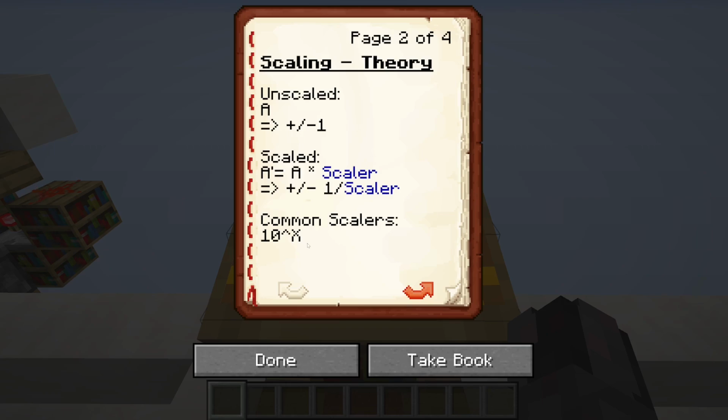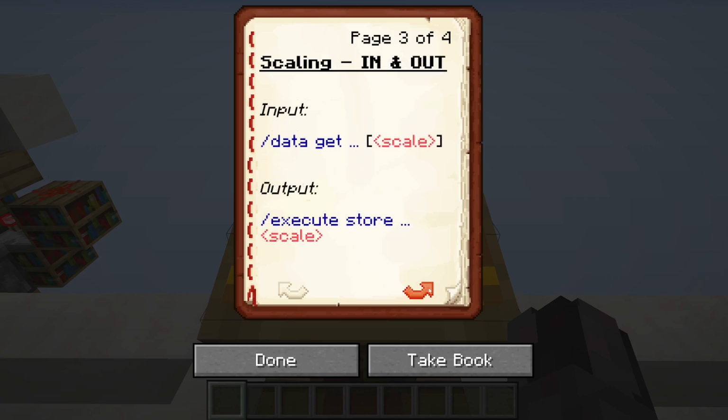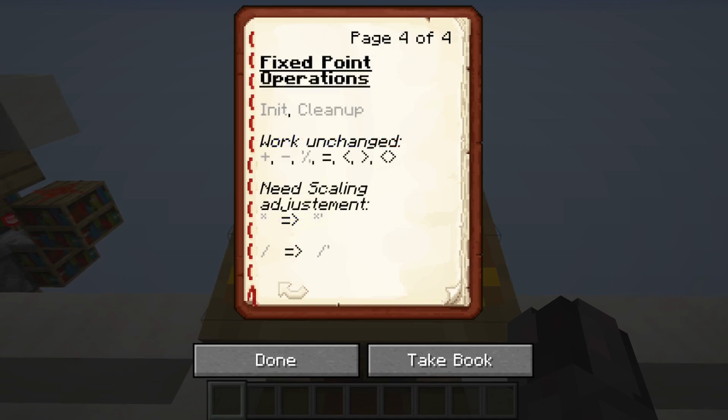commonly used scalars. Now, when you're working with values in the environment, you need to scale them before you can actually use them and then descale them once you're done with them. For that, you have primarily those two commands here. The first is data get with an optional scalar applied to the values you would get. And the second is the execute store command, which has a non-optional scaling factor again, which is applied before the values are stored away. And now it's time for a few examples for fixed point operations, because if you don't know what you're doing, you'll run into some issues.